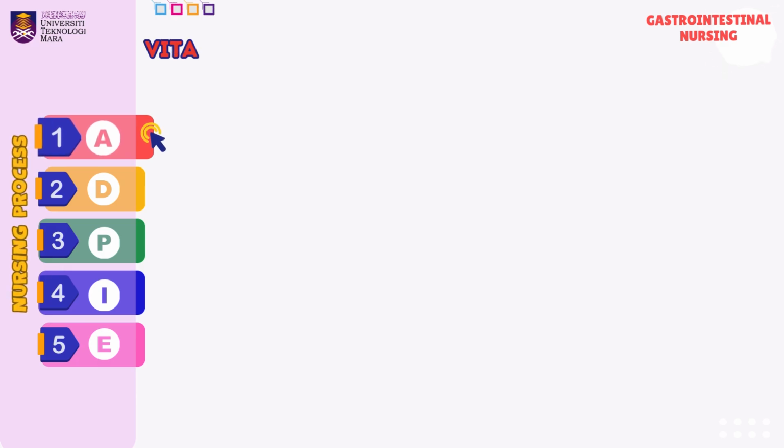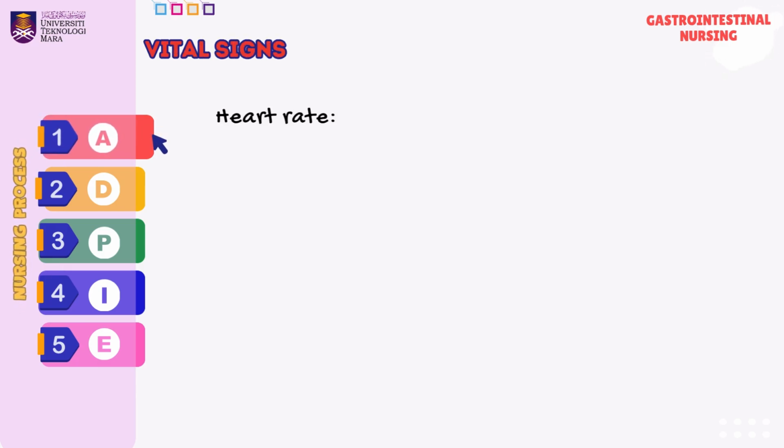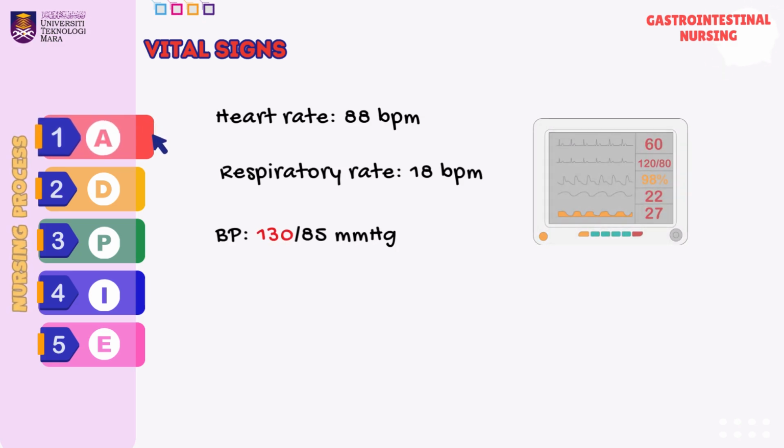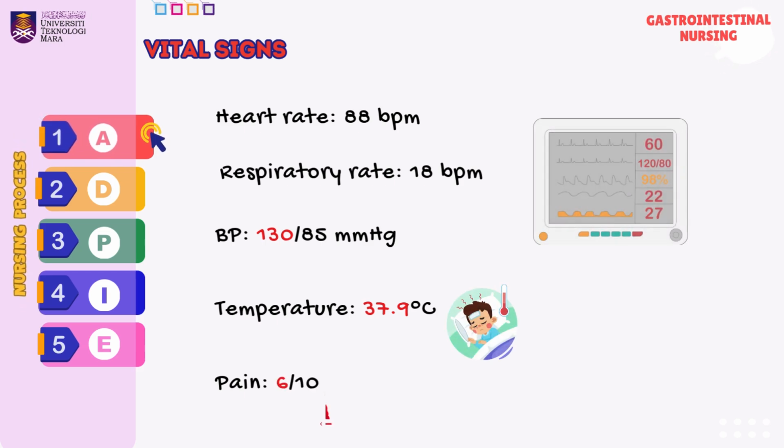The client presents with a heart rate of 88 bpm, respiratory rate of 18 bpm, blood pressure of 130/85 millimeters of mercury, temperature of 37.9 degrees Celsius, and reports abdominal pain rated 6/10. On palpation, the abdomen is tender in the left lower quadrant without rebound tenderness.